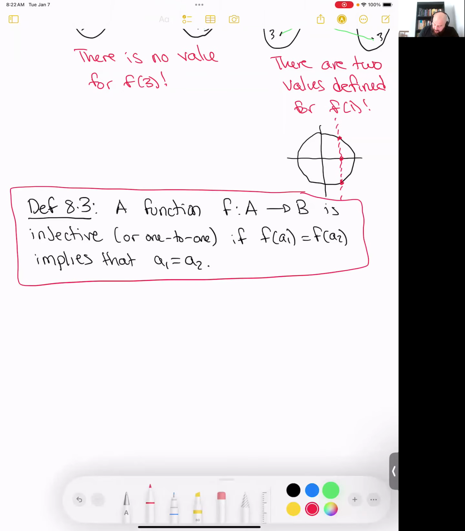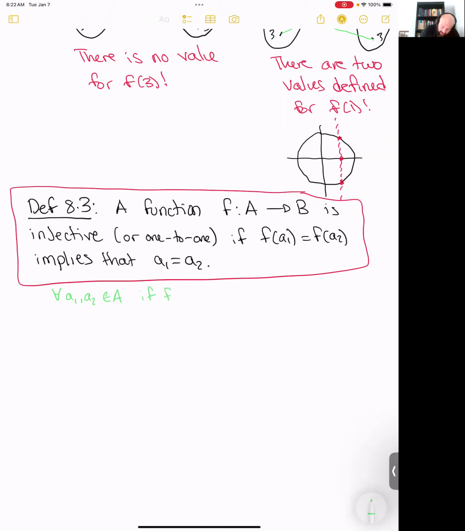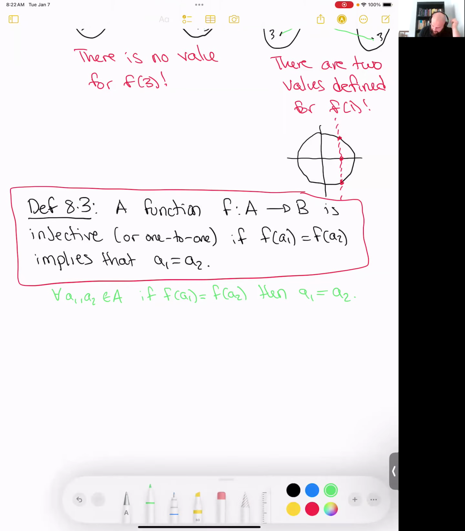And I just want to write this below in the more quantified language. So for all A1, A2 in A, if f of A1 equals f of A2, then A1 equals A2. Okay, it's helpful to have it in this more succinct, quantified way of writing this down. And so let's look at some examples, right?